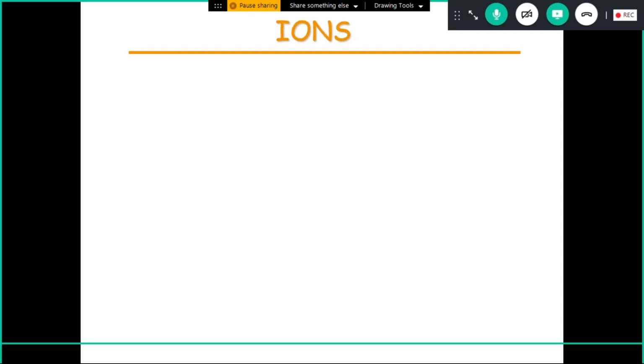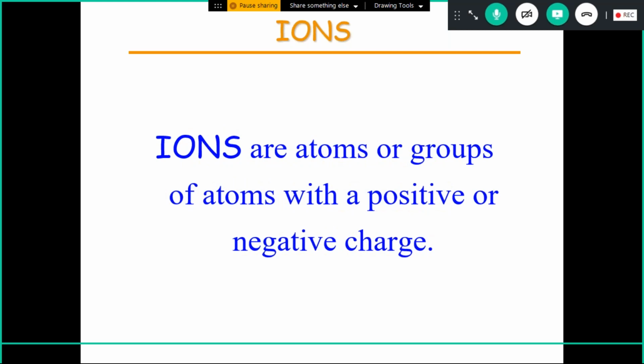Before starting with ions, you have to know about the structure of an atom. As you know, atoms have the same number of protons and electrons. But when it comes to ions, the number of protons and electrons are not the same. Generally, ions are atoms or groups of atoms with a positive or negative charge.